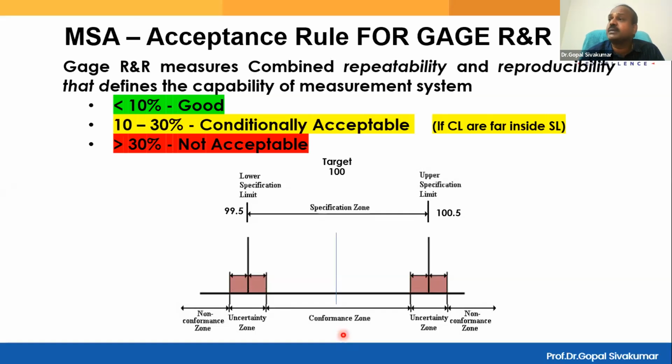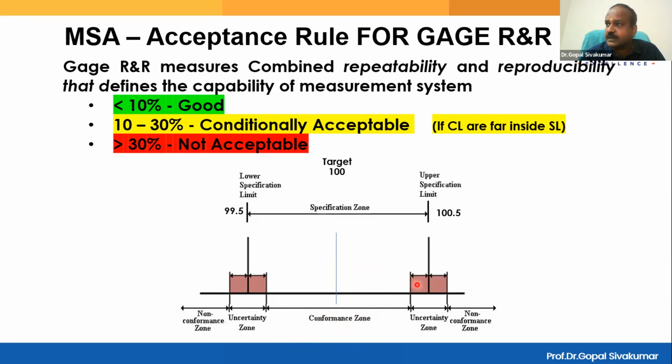Why is it called the conformance zone? Even if there is a measurement error of 10%, a good product will be concluded as a good product only. So it is still within the specification limit. Imagine there is a measurement coming here. You have 10% error. So what will happen? The reading will appear here. Am I right? Then also the product is within the spec. A good product is getting classified as a good product only in the zone of conformance. That is why the zone is called the conformance zone.